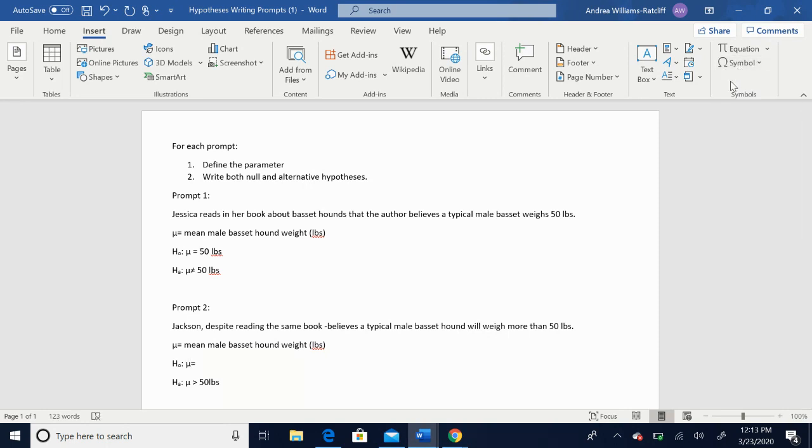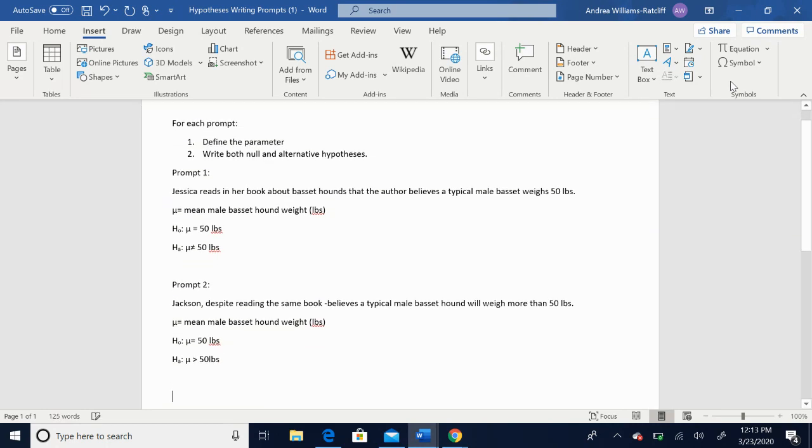But what is the equation? Think about the counterclaim to Jackson's. Jackson is saying he believes it's more than 50 pounds. What's sort of the opposite argument? He's in opposition to the book, and the book says it is 50 pounds. Okay, let's keep on trucking.